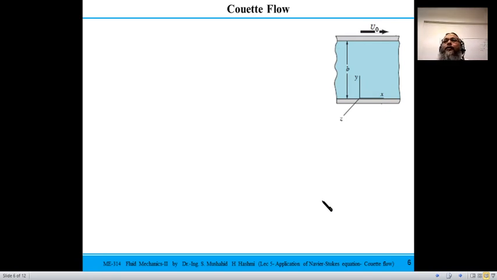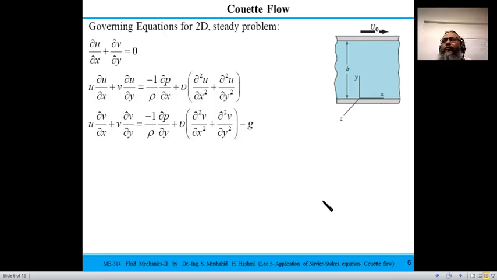Okay, let's solve it mathematically. The first step in solving any problem is to write down the governing equations. Since we have already taken the 2D assumption, we have not talked about the variation of the W component of velocity with respect to z. So this is the continuity equation in 2 dimensions, and we already know it is a steady state problem, so there is no time dependent term in the inertial term.